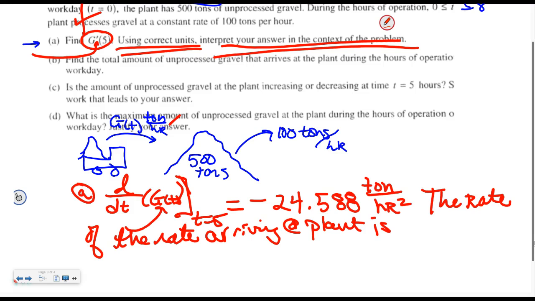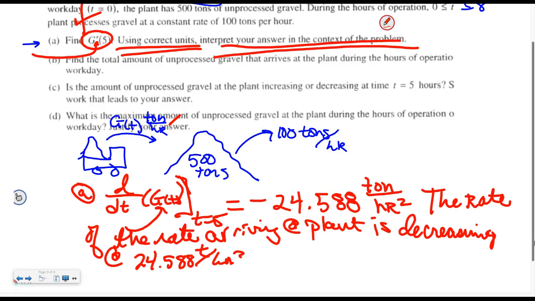You could say decreasing. Be careful with this though, because if you say decreasing, you've got to remove your negative, right? Because the decreasing will absorb it. So say is decreasing at 24.588 tons per hour squared. I'm just going to go like that. Boom. That's question 1. Derivative, Math 8 on your calculator.